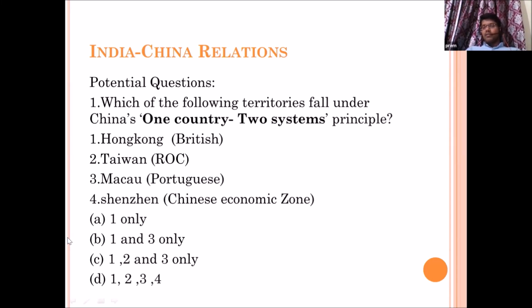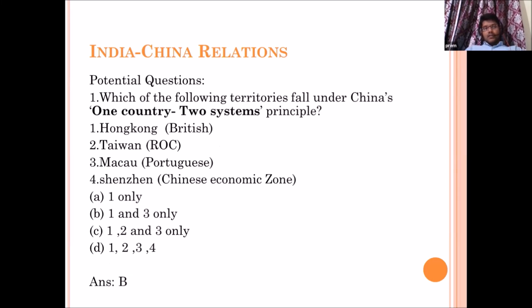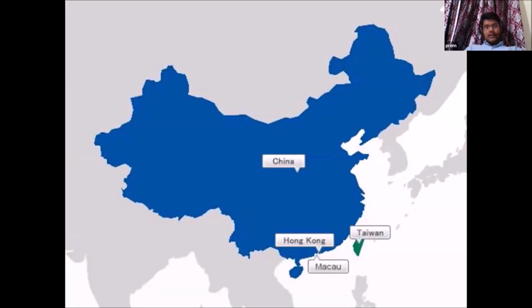So Hong Kong and Macau fall under this principle. Adi, this is the kind of question that will come from international relations. So the answer is B. And then I'll show you the map.